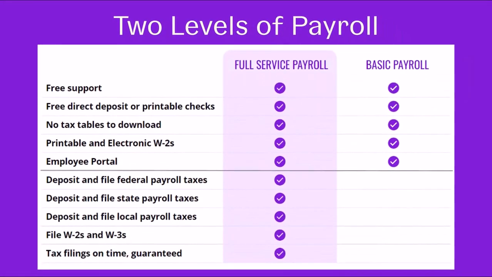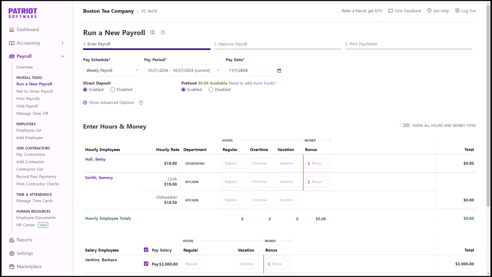We offer two levels of payroll software. Most customers choose our full-service payroll option, where Patriot becomes the reporting agent for your company's payroll taxes. We collect, deposit, and file federal, state, and local taxes. Here's a quick overview of how to run your payroll in three easy steps.